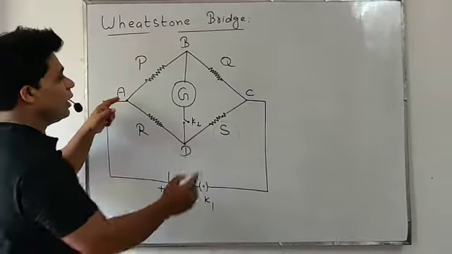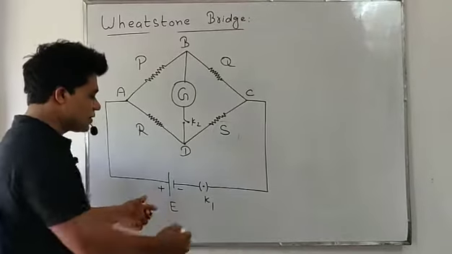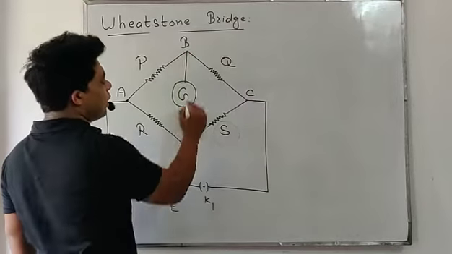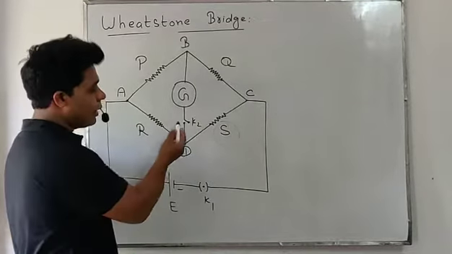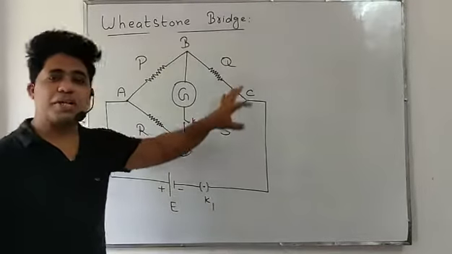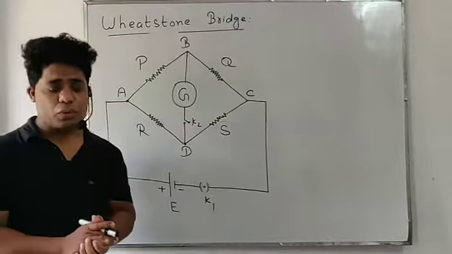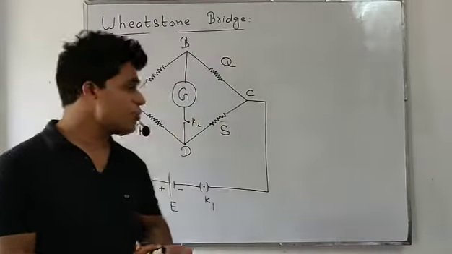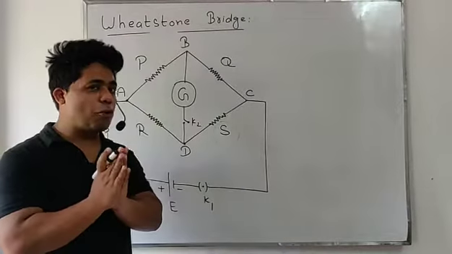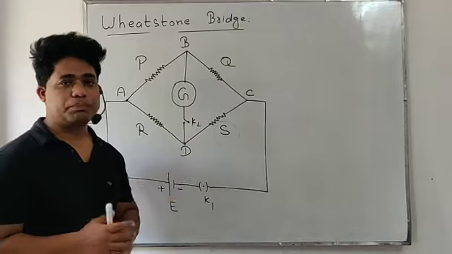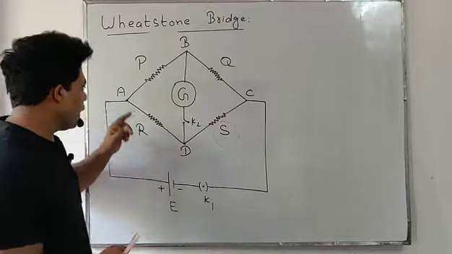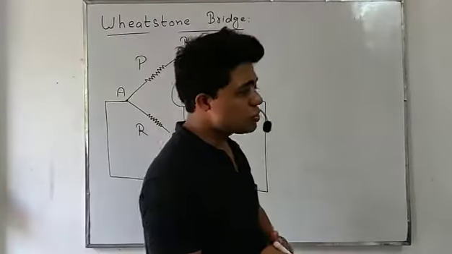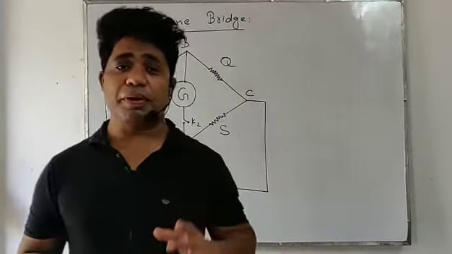Between A and C terminals there is a cell with EMF E and switch K1, while between B and D points there is a galvanometer and switch K2. So that is the basic circuit diagram of a Wheatstone bridge. It is a circuit, a device, with the help of which we can find the resistance of an unknown wire. Mainly it consists of four resistances: P, Q, R, S, a galvanometer between B and D, and between A and C there is a cell and switch key. Understood?